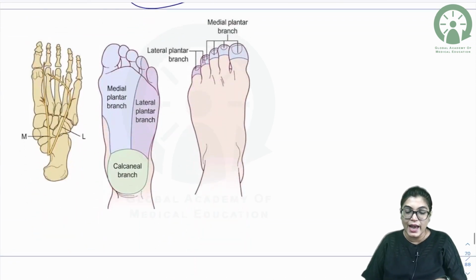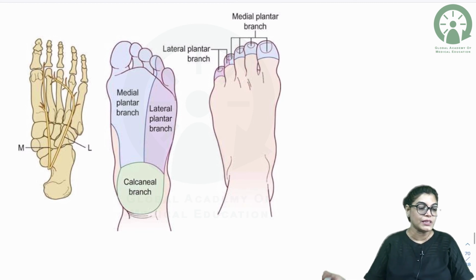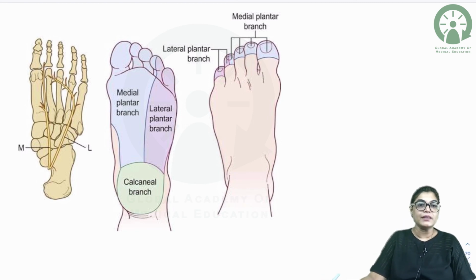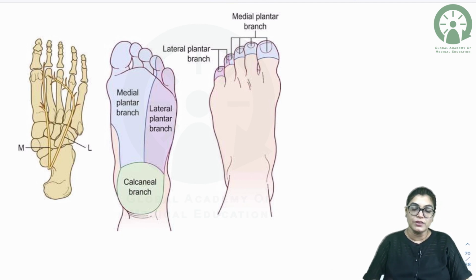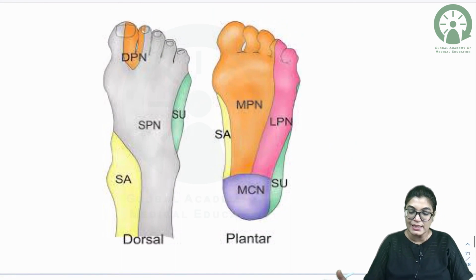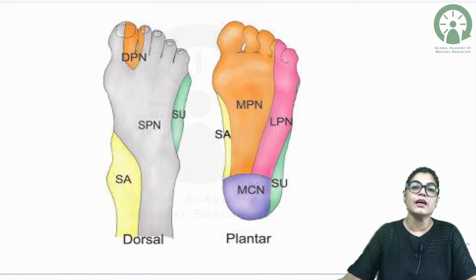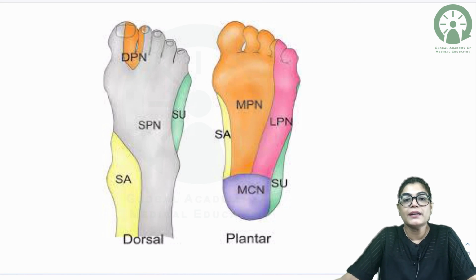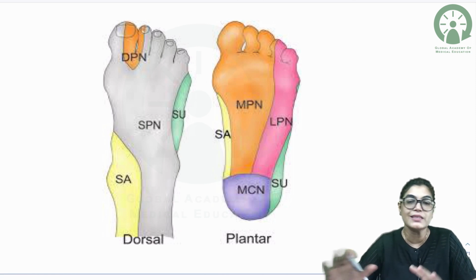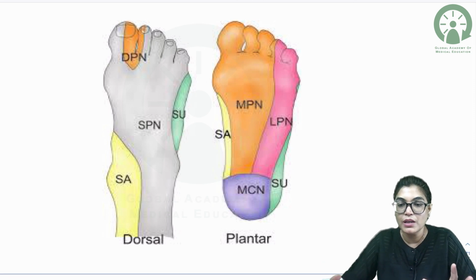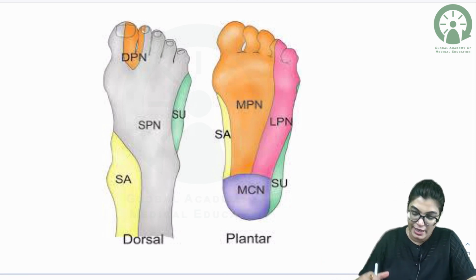Now, see here, I told you the tibial nerve divides into its terminal branches, that is the medial and lateral plantar nerves, and gives calcaneal branches which give innervation to the sole structures. Also in this diagram you can see the cutaneous distribution of all the nerves. MPN is the distribution of the medial plantar nerve, LPN for the lateral plantar nerve, calcaneal branches, SA for saphenous nerve, SU for sural nerve, SPN for superficial peroneal nerve and DPN for deep peroneal nerve. So, in the mnemonic it is written and you can see the cutaneous distribution on the foot both on the dorsal aspect and the plantar aspect.